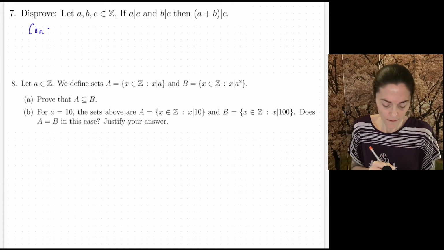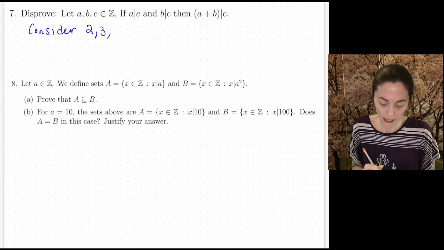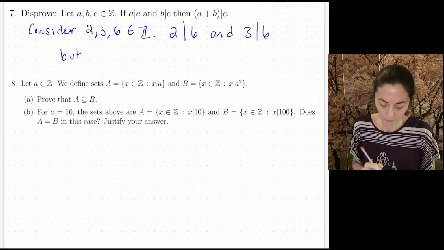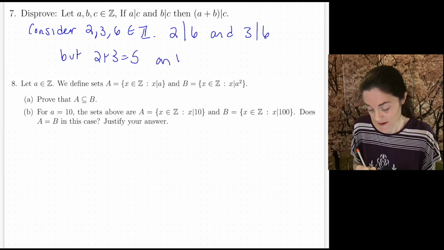So let's consider 2, 3, and 6, which are definitely integers. Then we see 2 divides 6 and 3 divides 6, but 2 plus 3 is 5, and 5 does not divide 6.